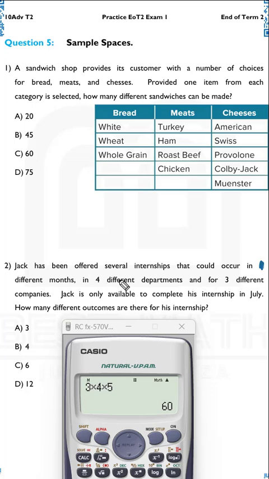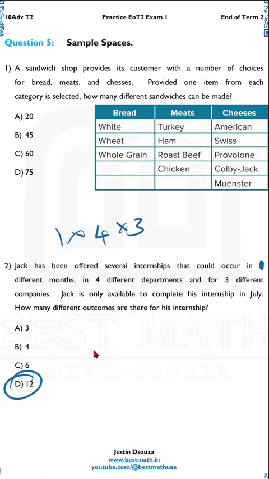In 1 month, there are 4 different departments and 3 different companies, right? 4 times 3, and it's only 1 month. So no need of writing that. 4 times 3 is 12. So the answer is D. That's option D, 12 different possibilities.